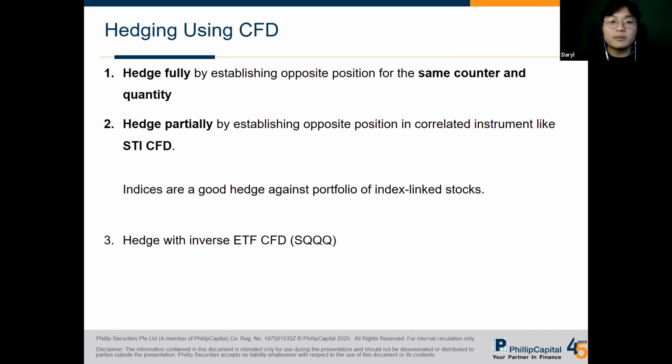There are two types of instruments to use: equities or world indices, or inverse ETFs. If we hedge fully, we can establish an opposite position for the same counter and the same quantities. If we hedge partially, we establish an opposite position in correlated instruments like the STI. Indices are a good hedge against a portfolio of index-linked stocks.